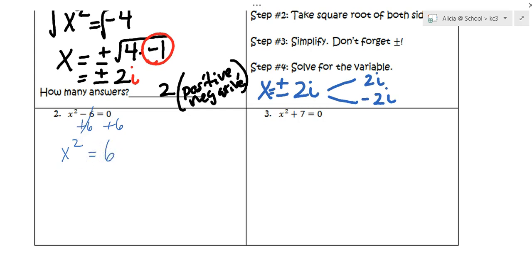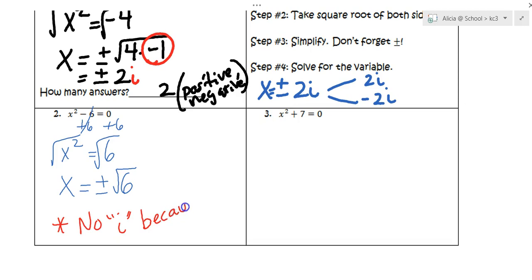I then take the square root of both sides. The square root of x squared is x equals. It will have a plus or minus sign. And there is no square root of 6, so I just leave it as the square root of 6. Another thing to note here is that that was not even a negative. So little star here, just so that you know, there is no i because there's no negative.